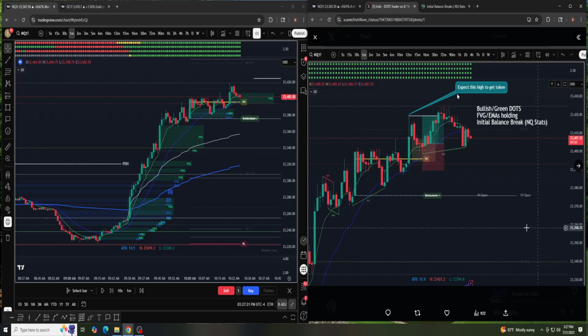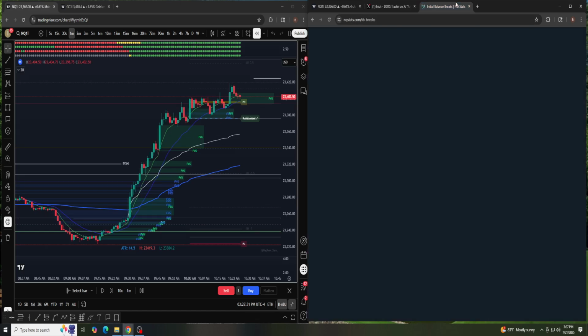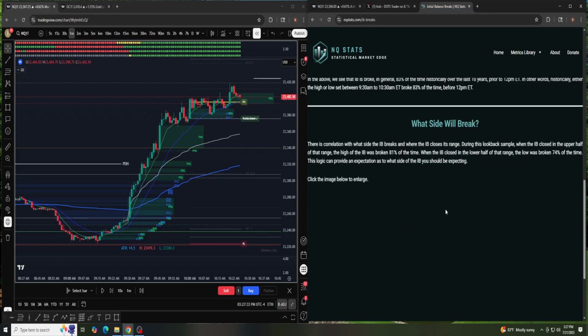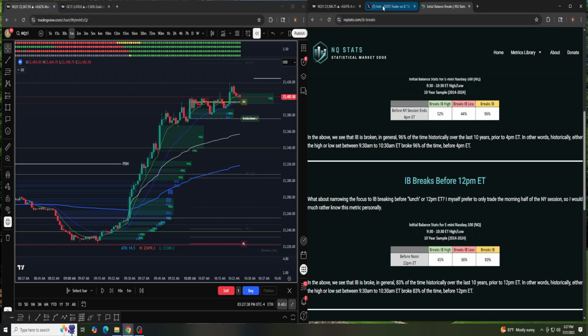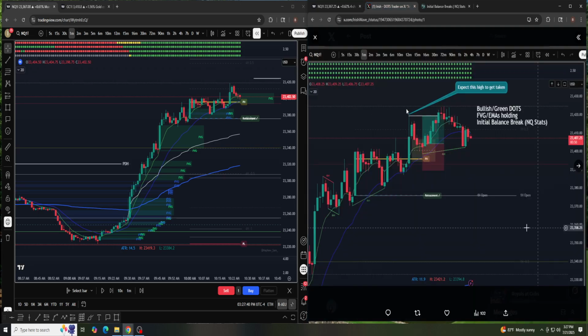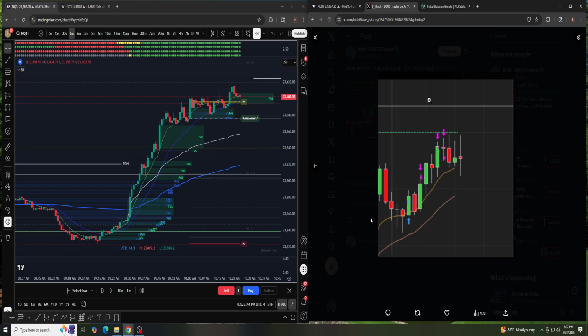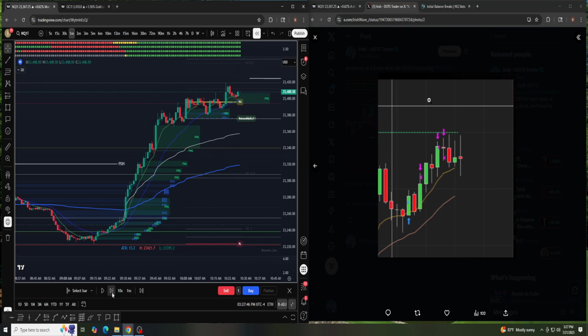You can see on the right, I expected this high to get taken. We had bullish green dots. Fair value gaps were clearly holding this whole way up. The EMAs were still holding, and then I was using the initial balance statistics. There will be a link in the bio to NQ stats at Probable Chris. And then, show the fills, that was a setup that I ended up taking.